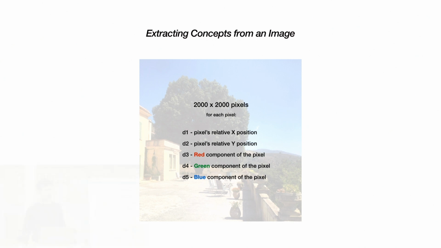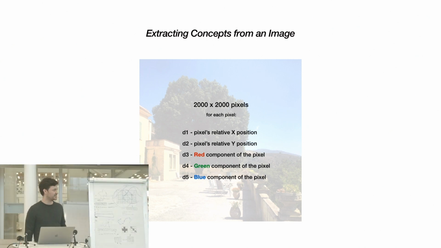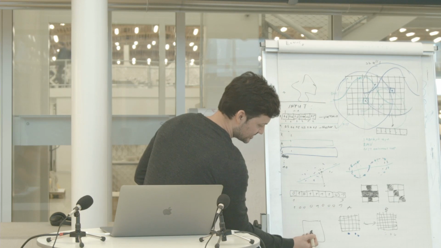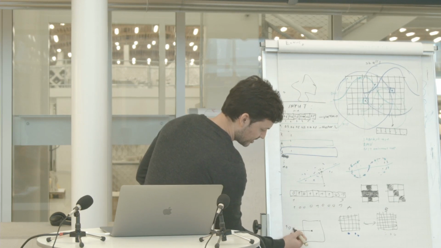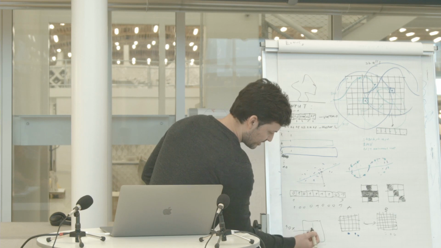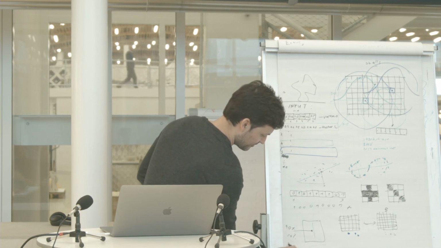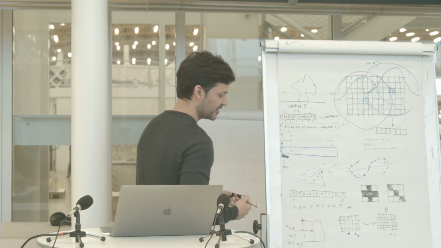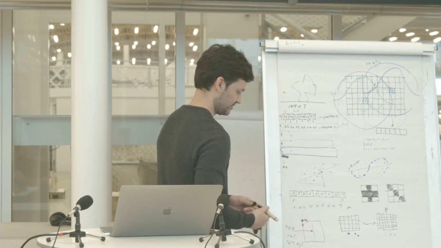So now, this image has 4 megapixels, which means 2000 times 2000 pixels. This is 4 million pixels. For each pixel, I can detect 2 values. One is, for example, if this is an image and this is a pixel, I can say that this pixel is 40% of the width and 50% of the height. So this will be 0.4, 0.5. So relative position according to, for example, the coordinate axis here.